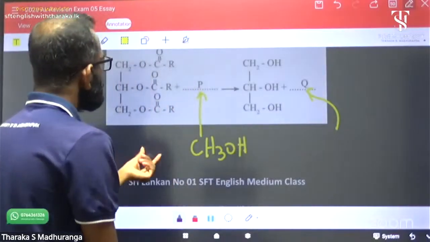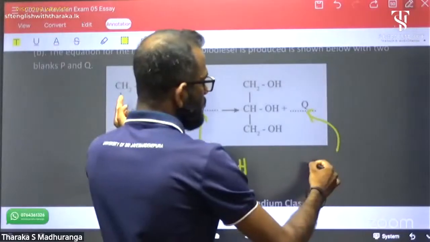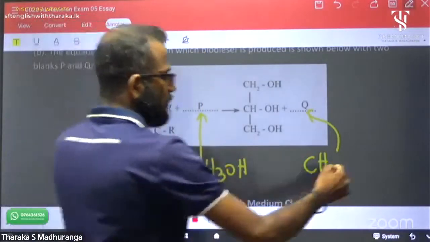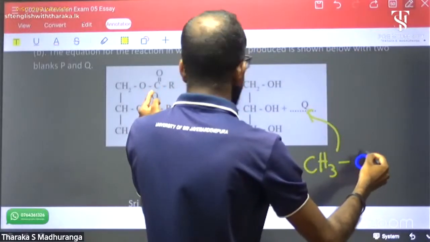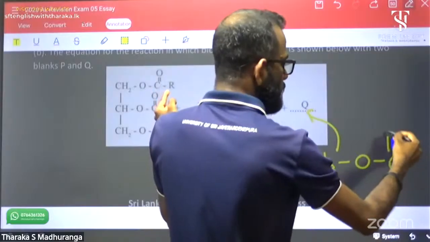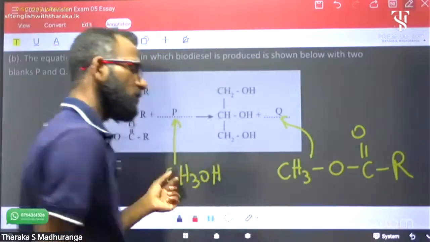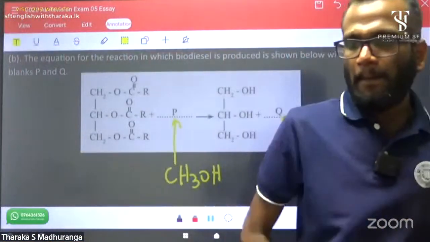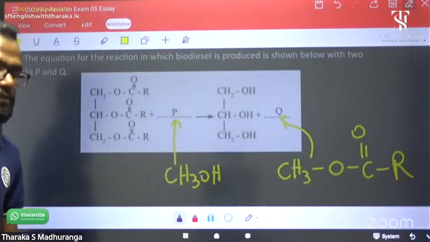Okay, what is the structure of Q? CH3O combined to this fatty acid, R. Okay, this is the structure of biodiesel.